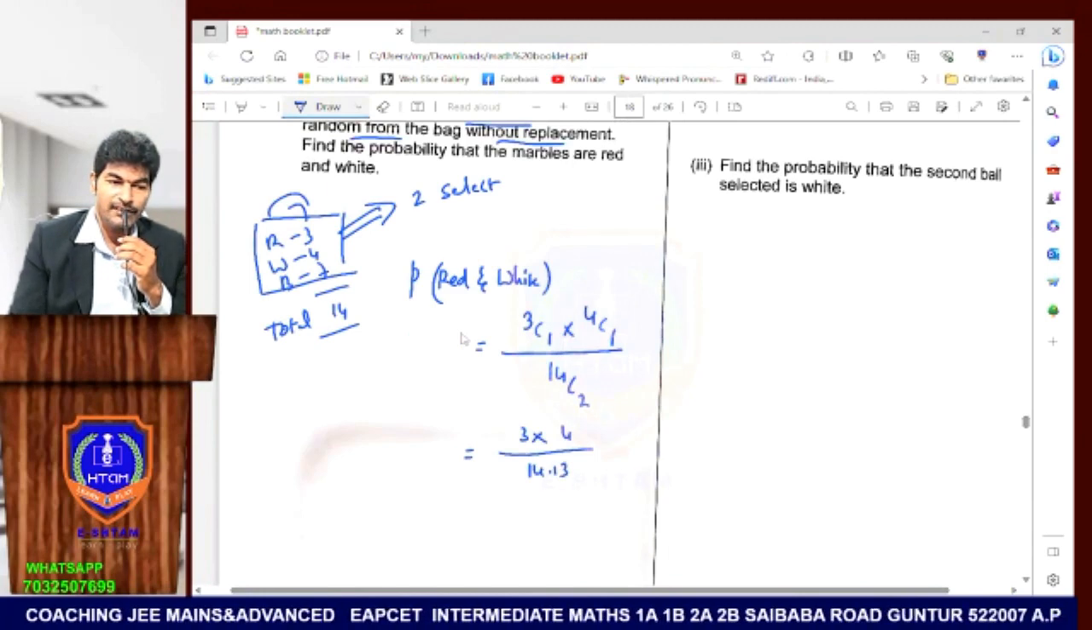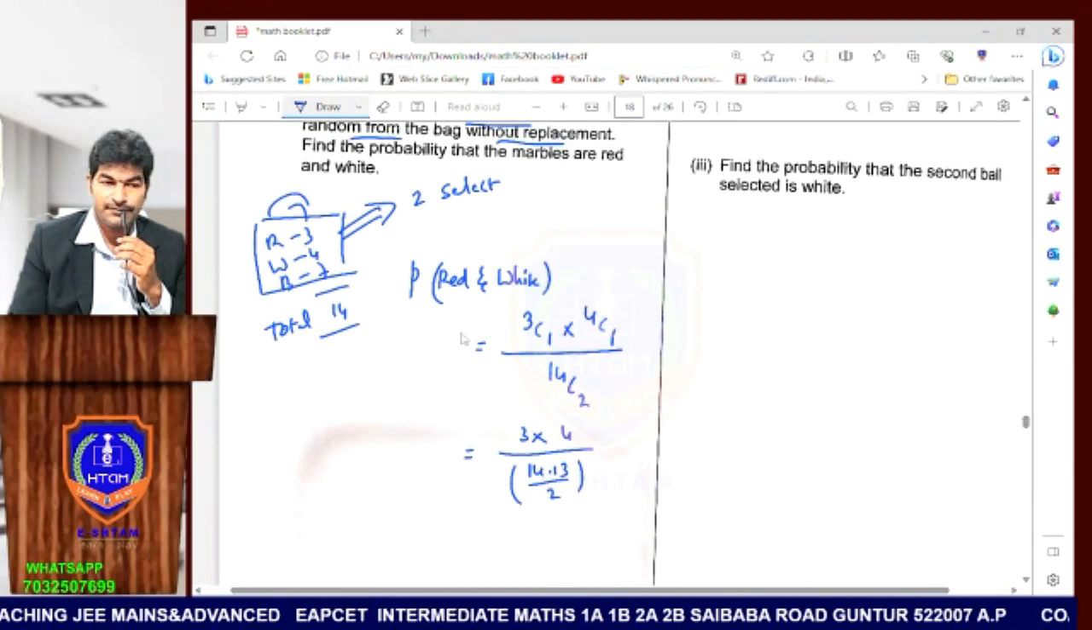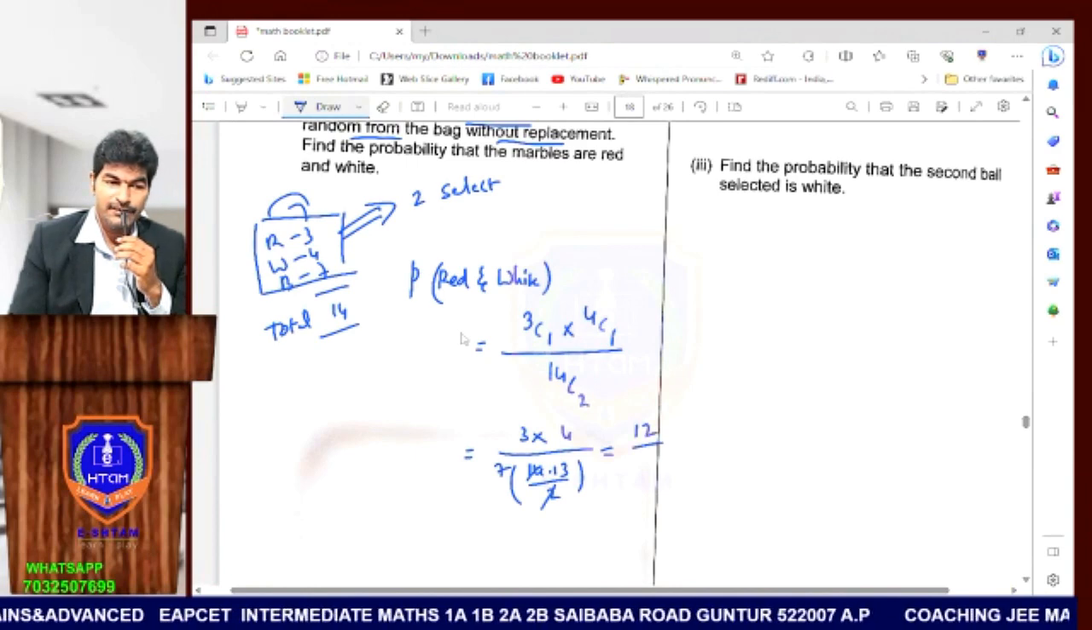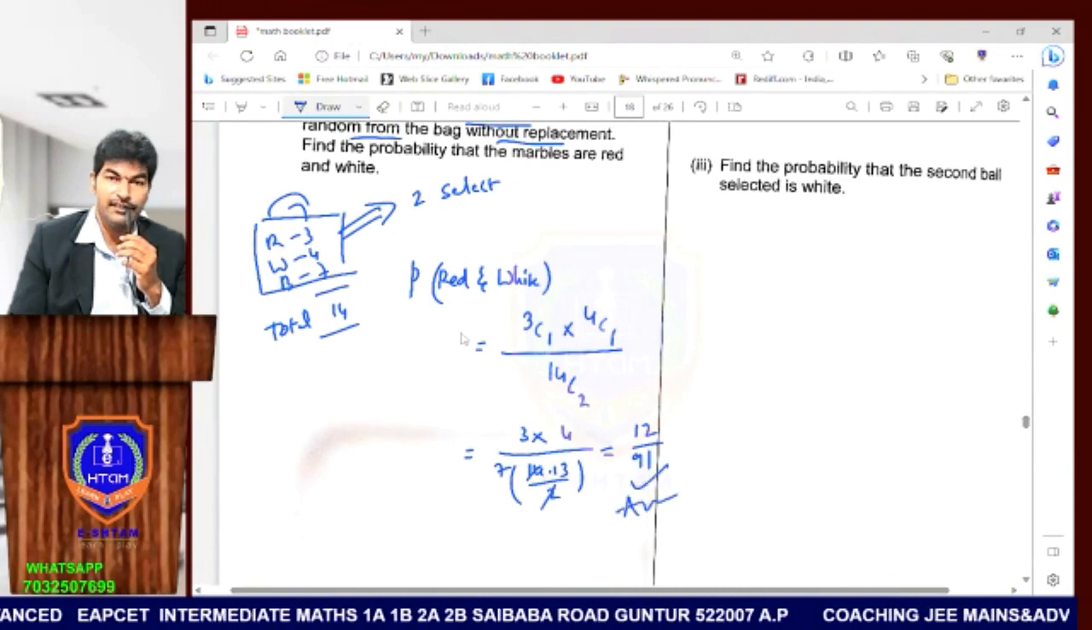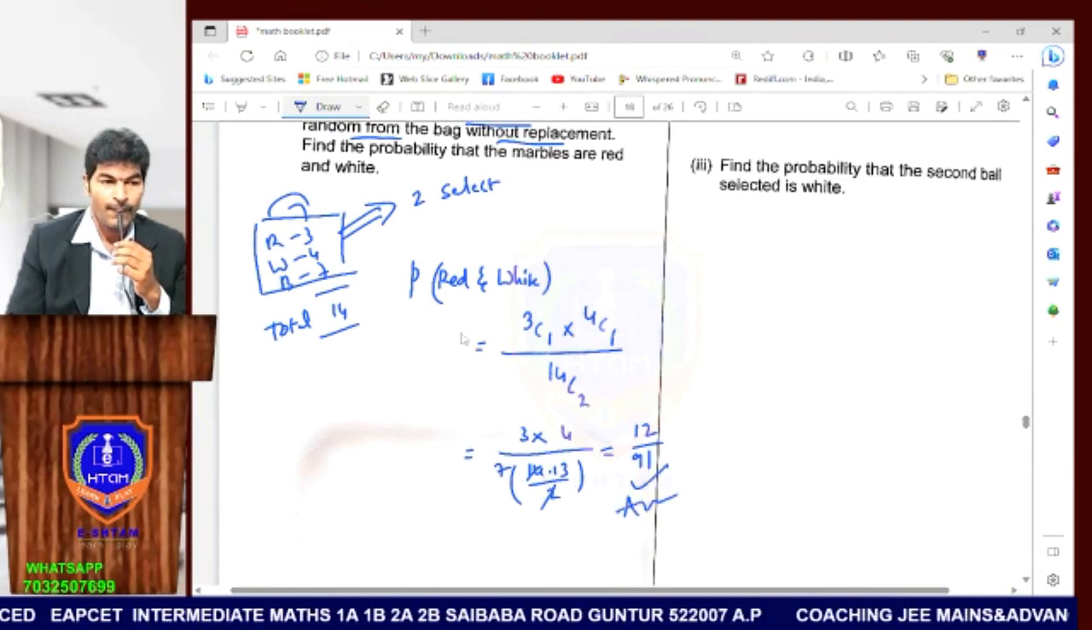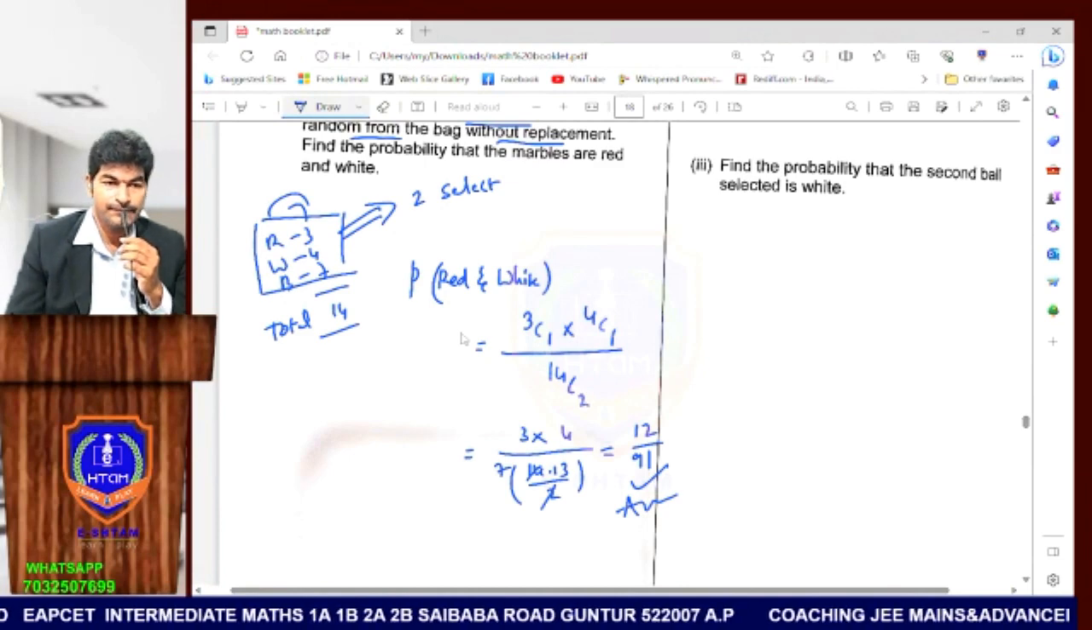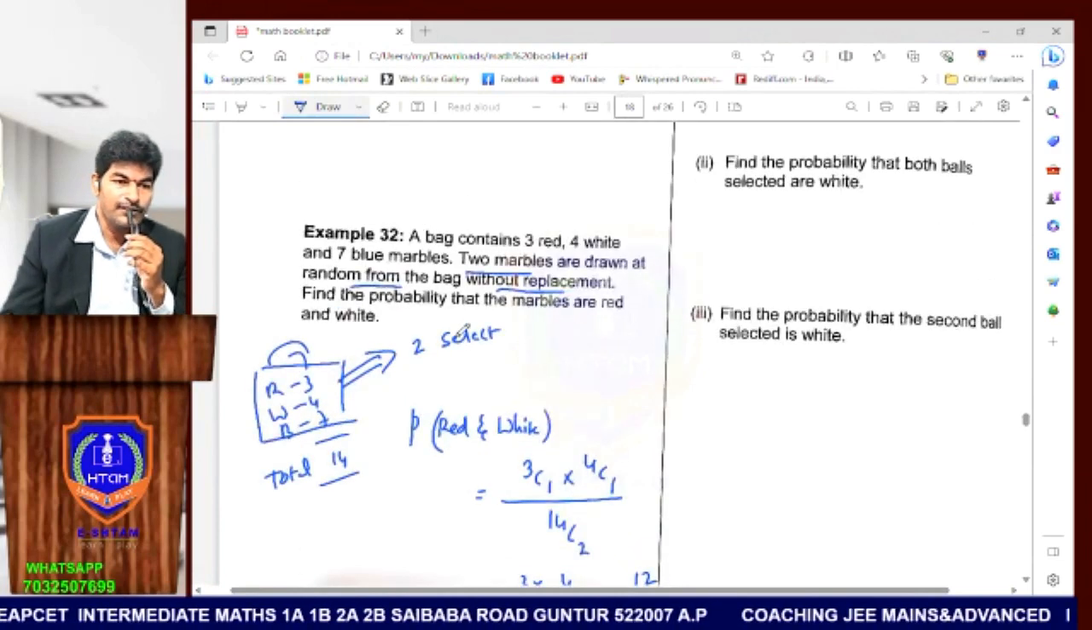You can calculate this: 14 into 13 by 2. Understood or not? Yeah. Very good. So 2 goes into 14 seven times. And 3 4s are 12. 7 13s are how much? 91. So 12 by 91 is the answer to this question. Understood? Yeah. Look at the next question.